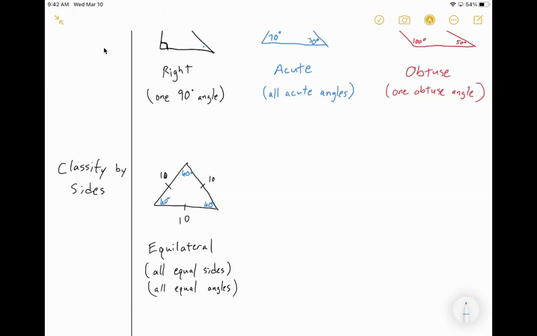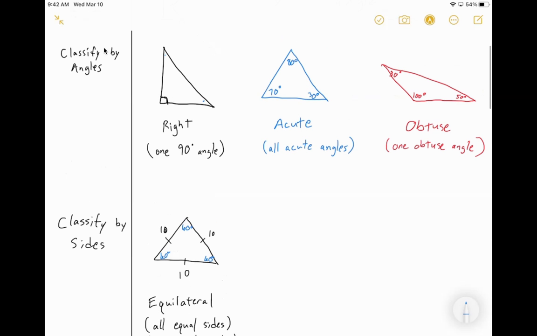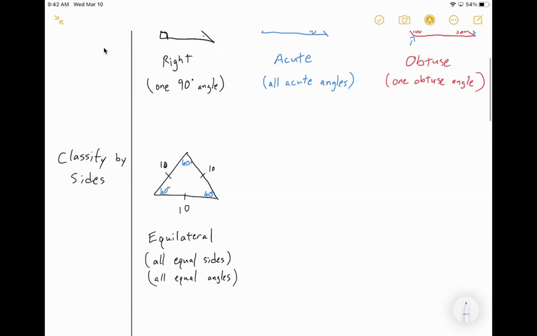And here's the thing, the angles are related to the sides, right? Like the bigger the angle, the bigger the side is going to be. So for example, if you look at this obtuse one, notice the longest side is this line right here. That's because the biggest angle is right here, always opposite. We'll talk about that a little bit later. Okay, so equilateral. If all the sides are equal, then it is an equilateral.